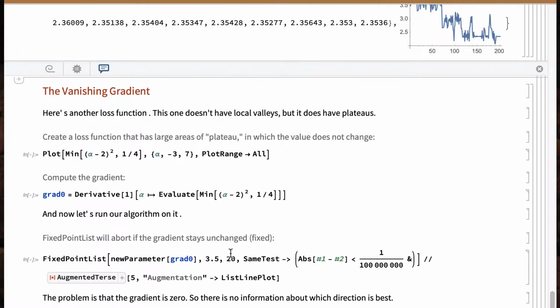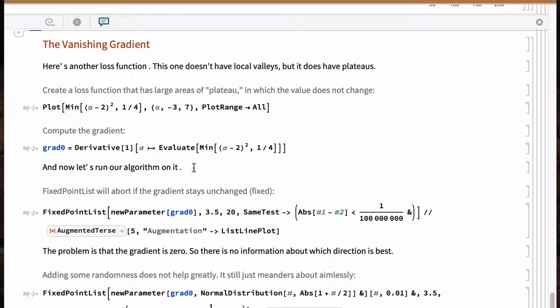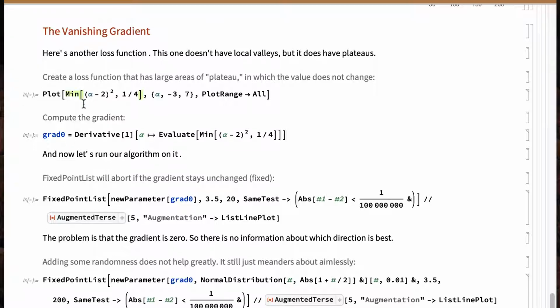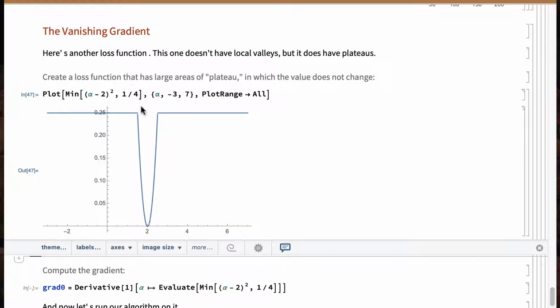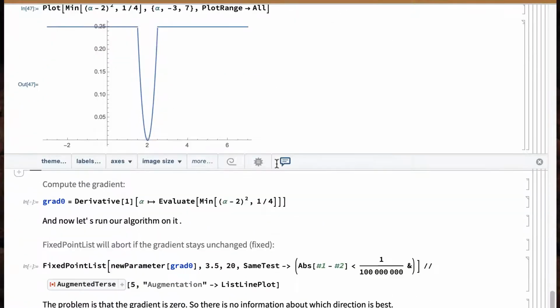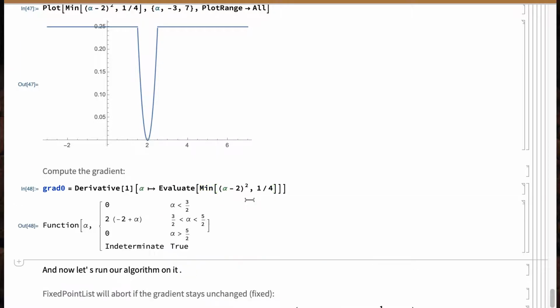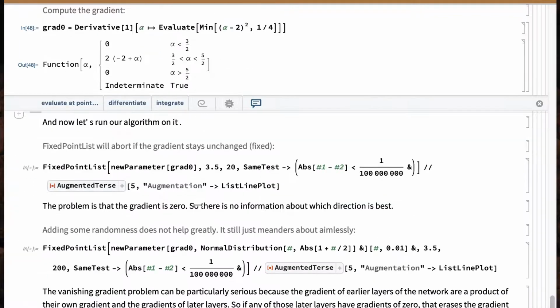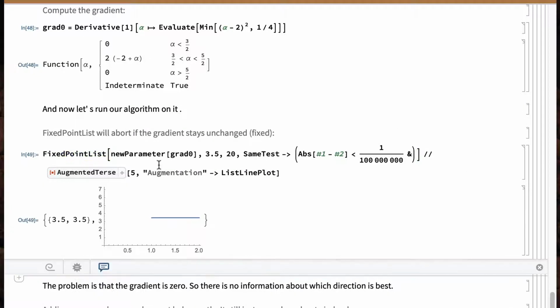Next pathology is the vanishing gradient. Let's look at another loss function. This one doesn't have any valleys, but it does have a big mesa, a plateau. This is the crevasse here. So we'll compute the gradient of it, and we're going to run our new parameter algorithm on grad 0. Everything else is exactly the same.